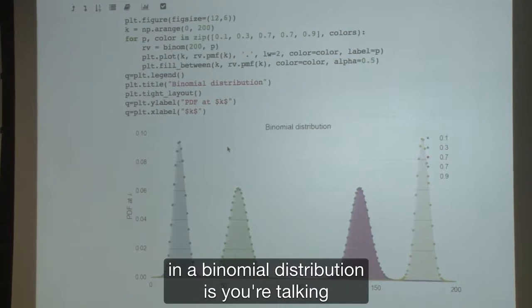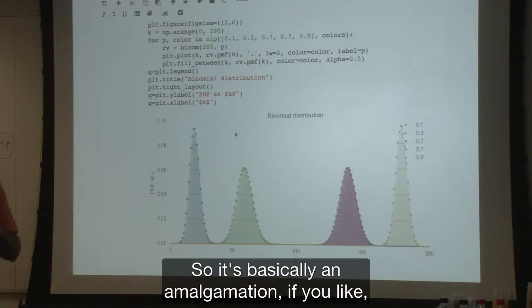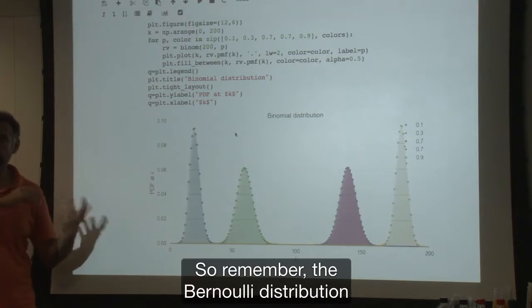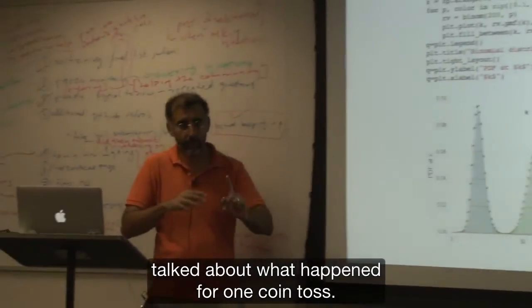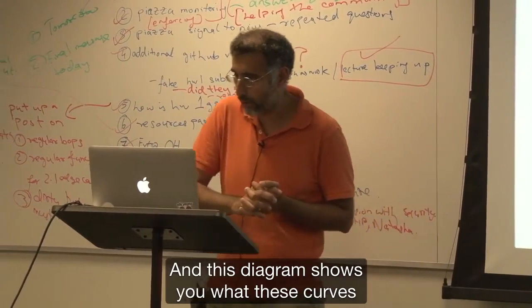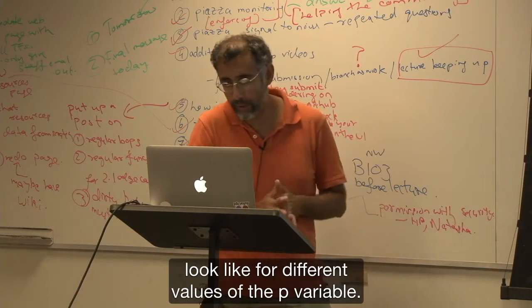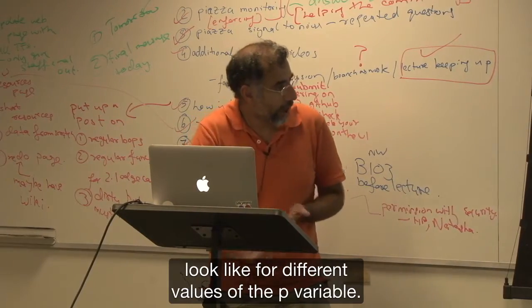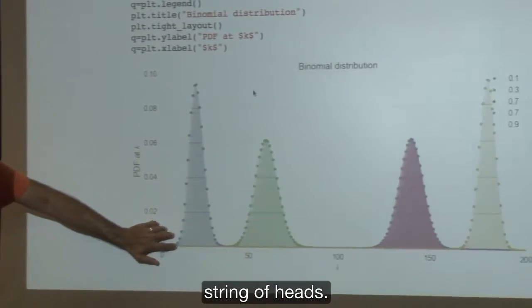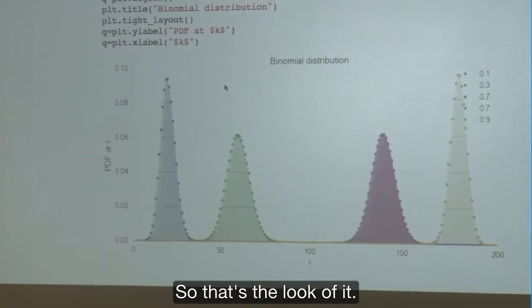Again, remember, what you're doing in a binomial distribution is you're talking about k heads in n coin tosses, so it's basically an amalgamation, if you like, of doing n Bernoulli trials. Remember, the Bernoulli distribution talked about what happened for one coin toss. The binomial distribution talks about what happens for n of these. This diagram shows you what these curves look like for different values of the p variable. Obviously, when p is equal to 0.1, you have most of the mass with very few tosses showing up heads. And when you go to 0.9, most of it's on the other side. So that's the look of it.